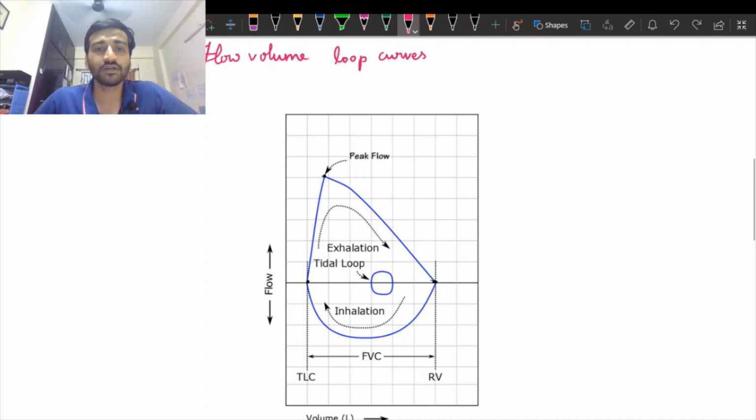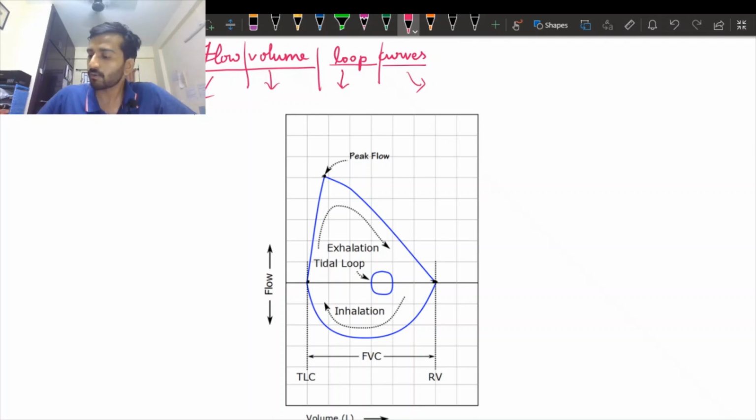I'm Dr. Shanmukh here. So today is a small topic of discussion which is very important and a little tough to understand for most of us, but let us make it so simple. That is flow volume loop curves. There are four components here. Okay, flow, volume, loop, and curves.